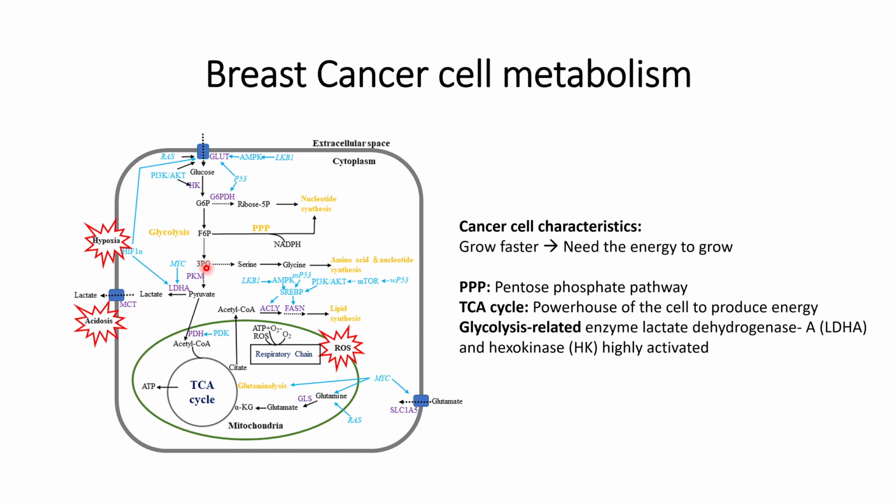The next thing that has been observed is that the PPP pathway, the pentose phosphate pathway, is upregulated or highly activated in breast cancer cells. This pathway helps in the reduction of glucose and can extract oxygen from the glucose for its energy need.